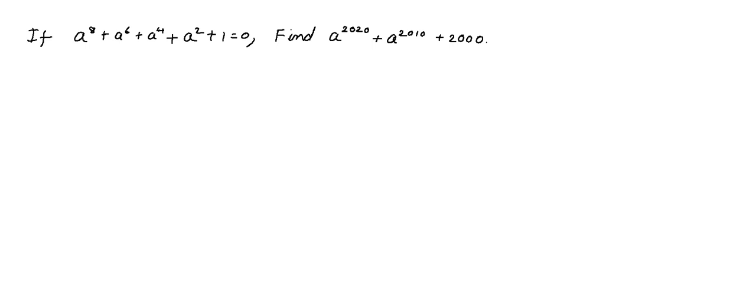So the question is a to the power 8 plus a to the power 6 plus a to the power 4 plus a square plus 1 is equal to 0. And you have to find out the value of a to the power 2020 plus a to the power 2010 plus 2000. So I would request you all to pause the video, give it a try yourself first and try to come up with a solution, and then I will explain the answer.